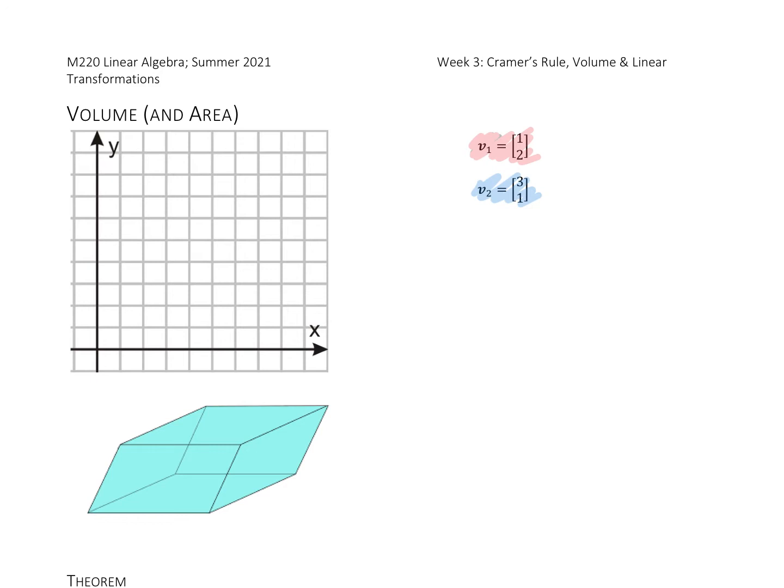So my v1 vector is 1, 2. So this guy here. And my v2 vector is 3, 1. Oh, I just messed that up wholeheartedly, didn't I? 1, 2 would be that guy. Let's put him here. There we go. There's my 1, 2 vector. Okay, and then 3, 1, that's this guy.